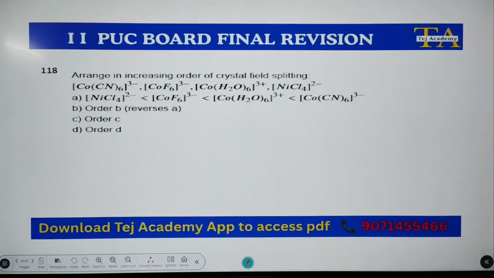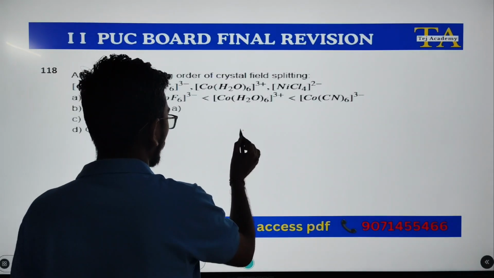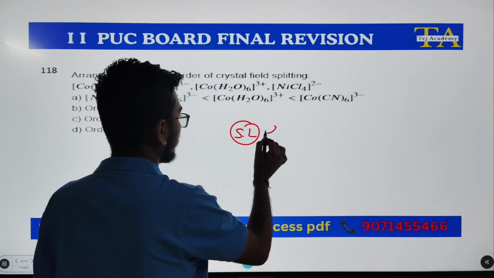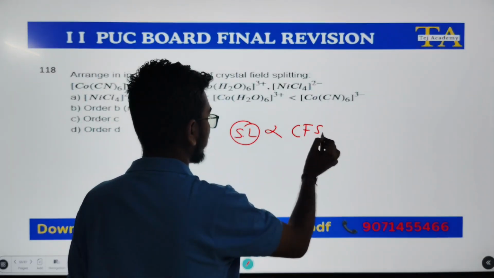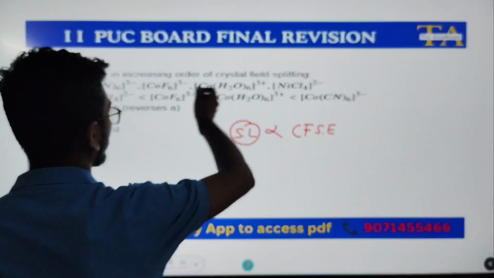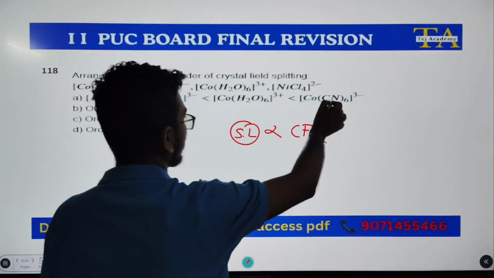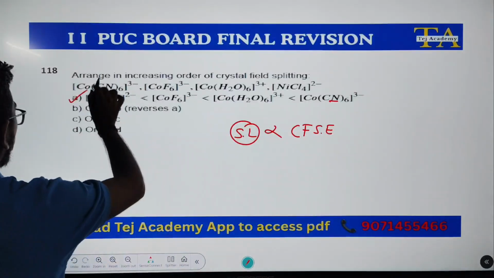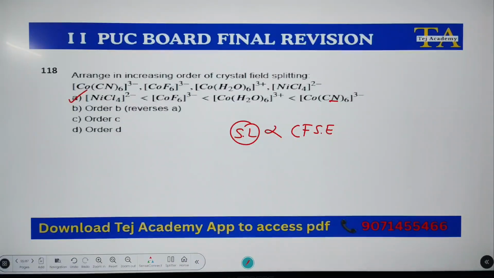118. Arrange in increasing order of crystal field splitting. We know that the stronger the ligand, the more the crystal field splitting energy. So among these four, which has the strongest ligand? CN minus. So option A is the right answer.